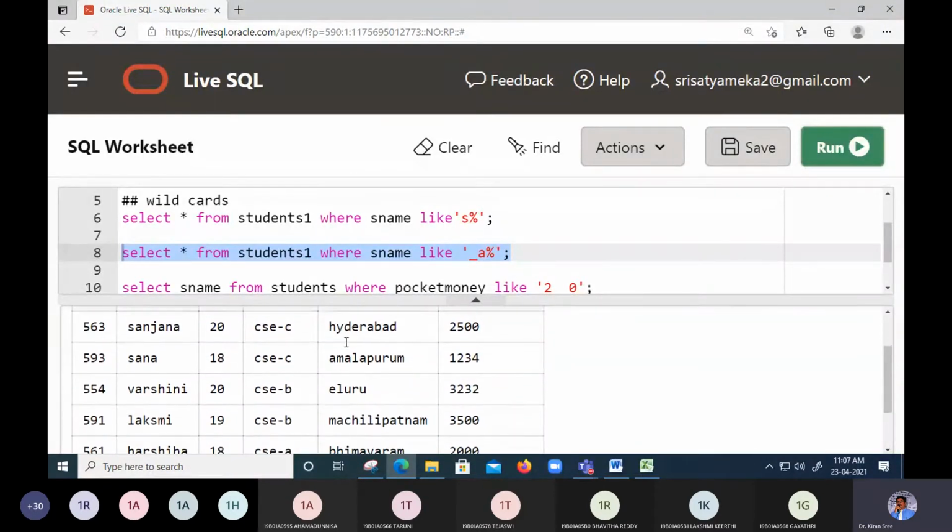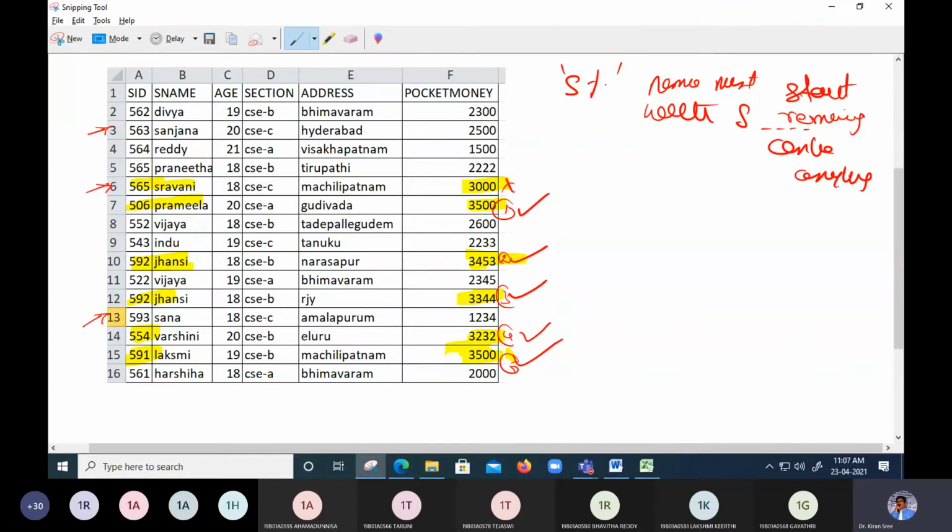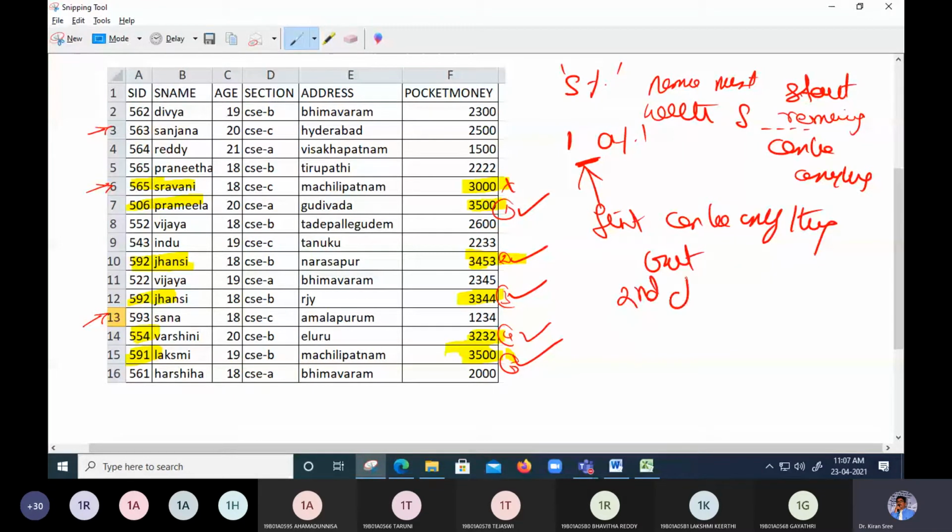So what is the commonality you are going to understand? The commonality is the first character should be anything and the second character should be A, and the rest can be anything. So the first can be anything, but the second character must be A. So what is the answer?